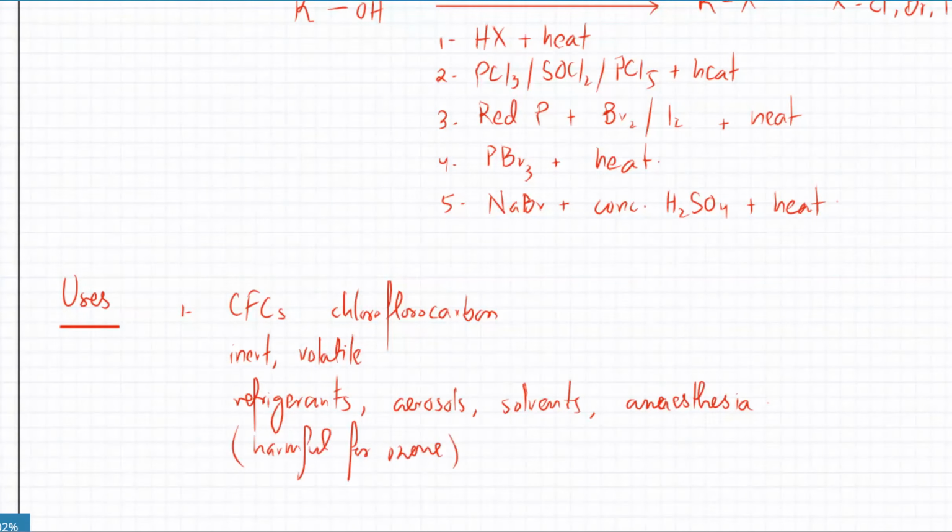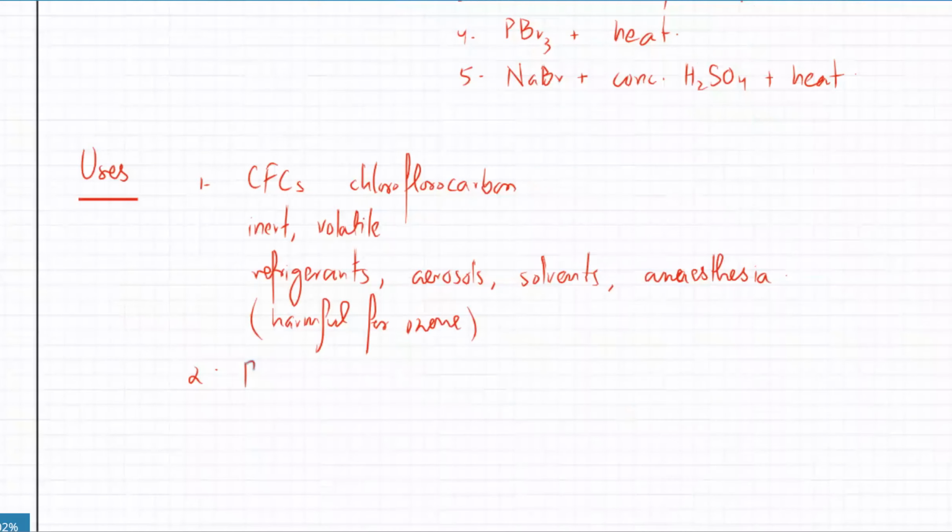Another chlorine-related compound is PVC. You make PVC pipes and tiles and doors. Another one is bromine-related. Bromoalkanes are used often as fire retardants.